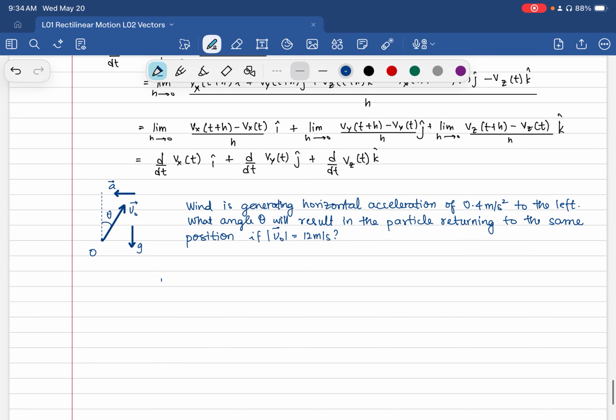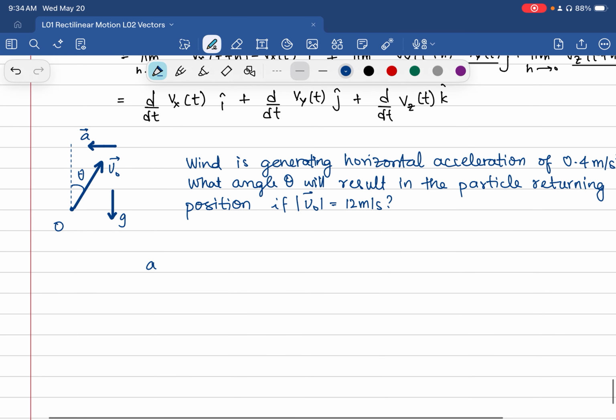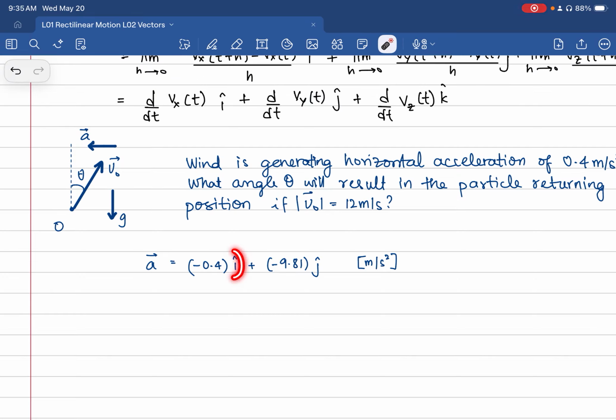Okay, so first we write down the acceleration. This here is minus 0.4 i hat plus minus 9.81 j hat, because this is in meters per second squared. i hat and j hat are always going to be along these directions. So this is i hat, this is j hat, and k hat is outward.